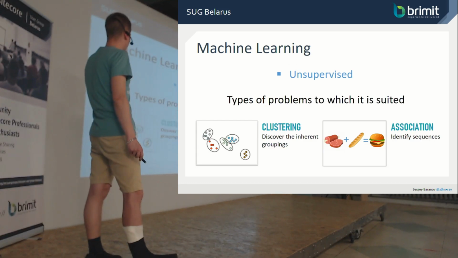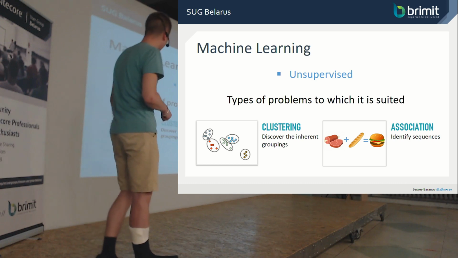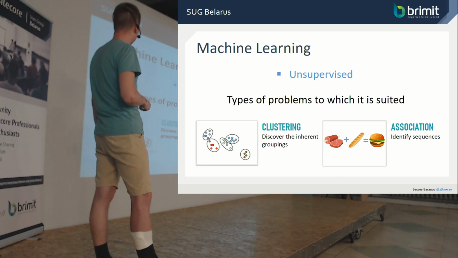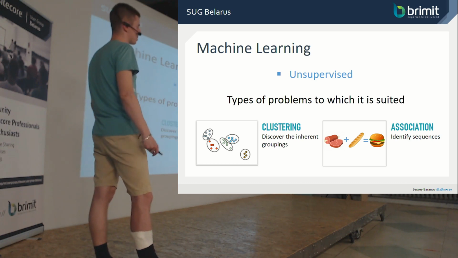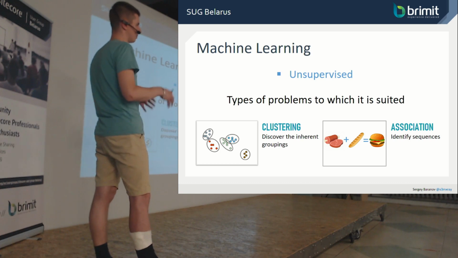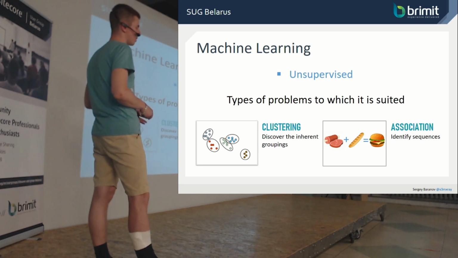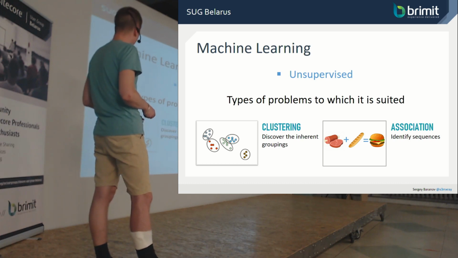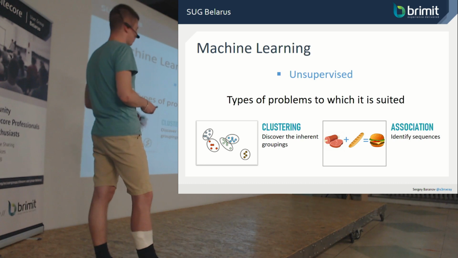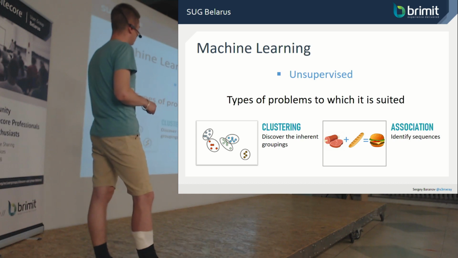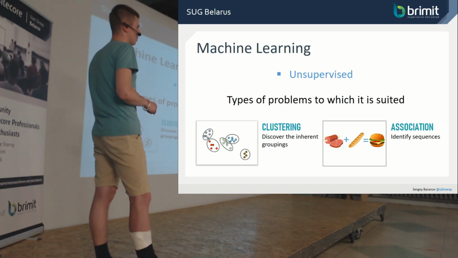Also, unsupervised learning can be divided into two big types of problems. The first one is clustering, when we want to discover patterns in our dataset. And machine learning can do it also without any instructions and divide the dataset into groups by some criteria. And the second one is association. It is widely used in recommendation systems.